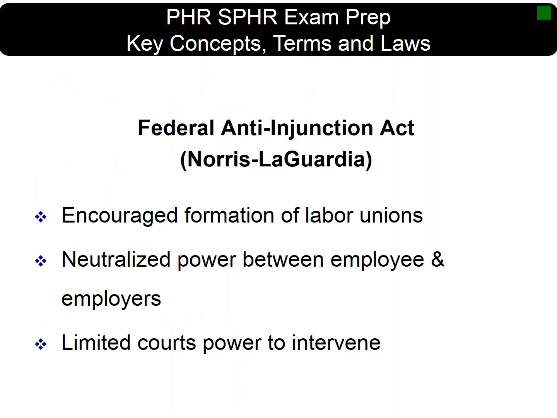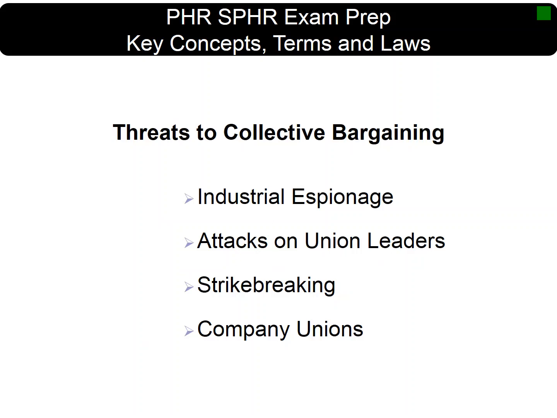The Federal Anti-Injunction Act, also known as the Norris-LaGuardia Act, encouraged the formation of labor unions by neutralizing the power between employees and employers. The primary focus of the act was to limit the use of court injunctions. Although Norris-LaGuardia restricted court interference in labor disputes, it did not restrict interference from other parties, especially employers. Crazy things went on.